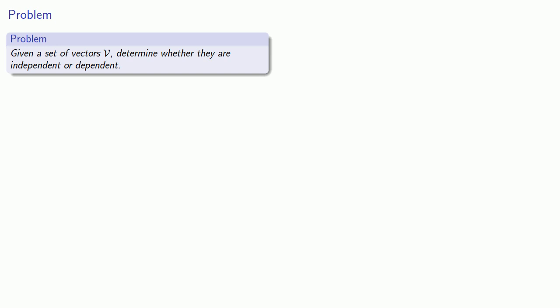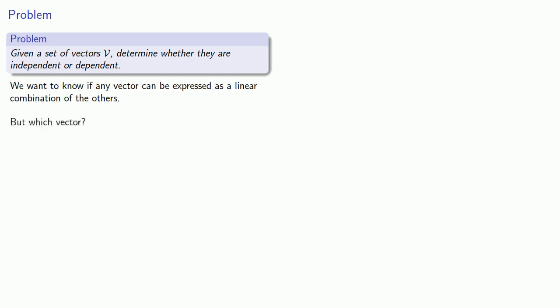And mathematicians are a strange group of people because one of the things that we like are problems. And in this particular case, this concept of independence or dependence raises the following problem. Given a set of vectors, V, determine whether they are independent or dependent. And so the problem then becomes, we want to know whether any of these vectors can be expressed as a linear combination of the others. But which vector?